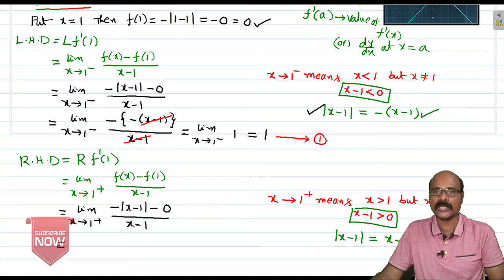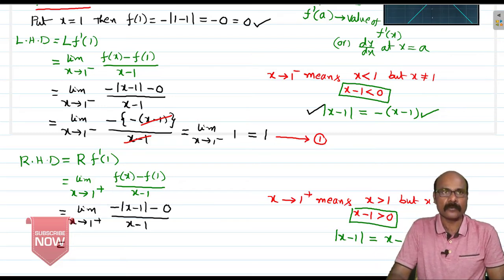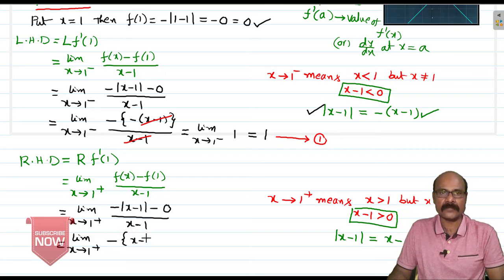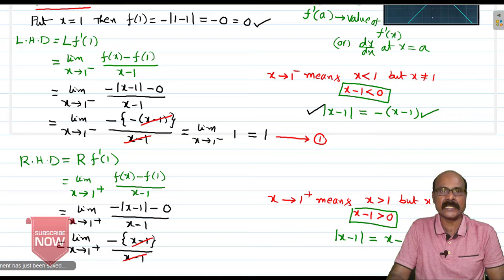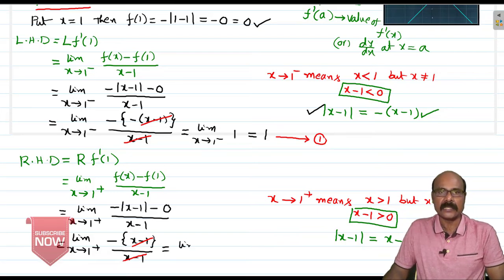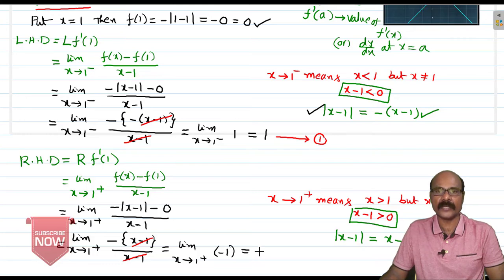So now we can substitute this in the problem. Then what will we get? See here, limit x tends to 1 plus, minus modulus of x minus 1 is x minus 1 only, by x minus 1. Observing here, from the numerator and the denominator we have a common term x minus 1, we can cancel. Then the remaining part is limit x tends to 1 plus, we have minus 1. So minus 1 is the constant. Any constant function's limit value is constant only. So that's why we got the limit of this function is minus 1. That means right hand differentiation value is minus 1.